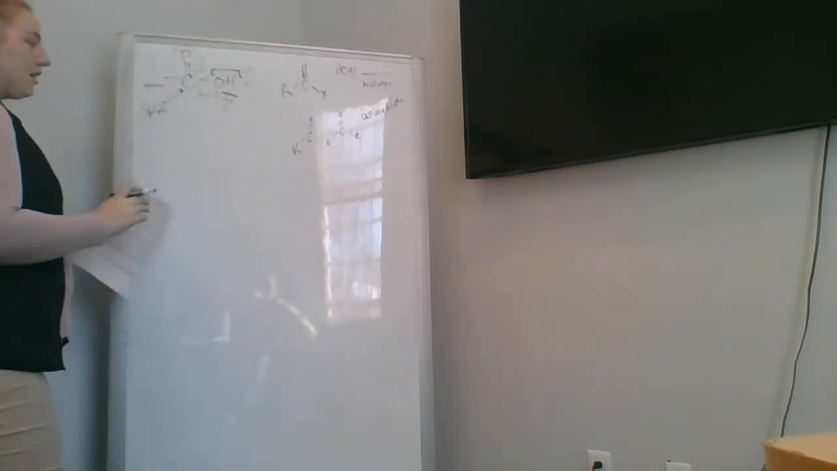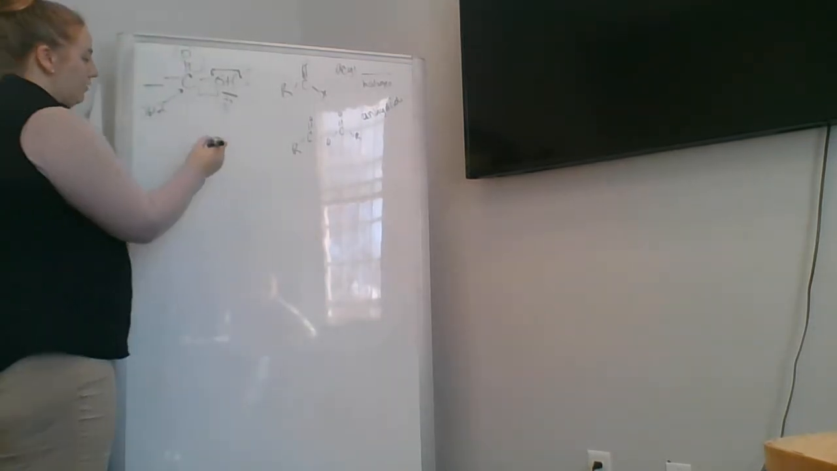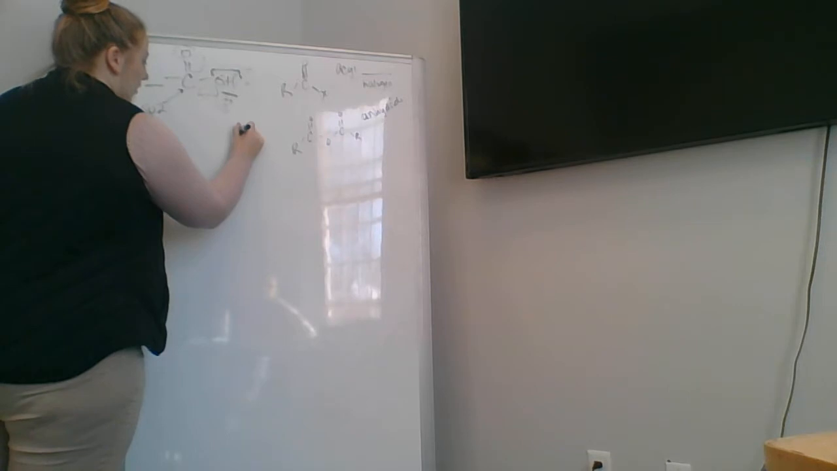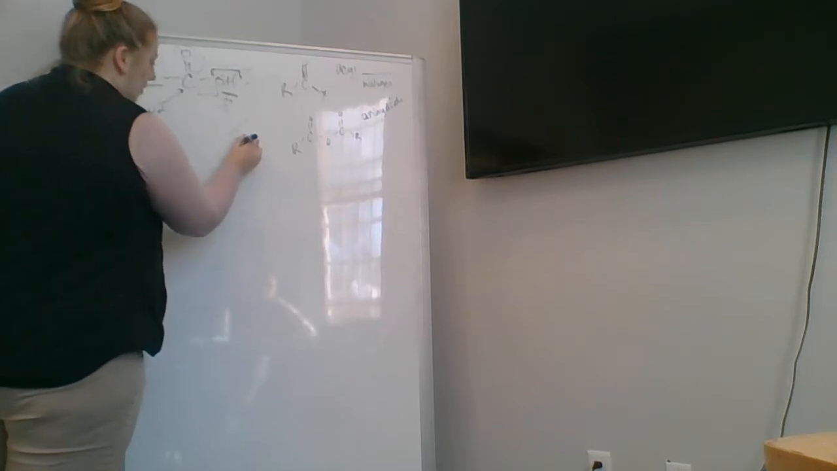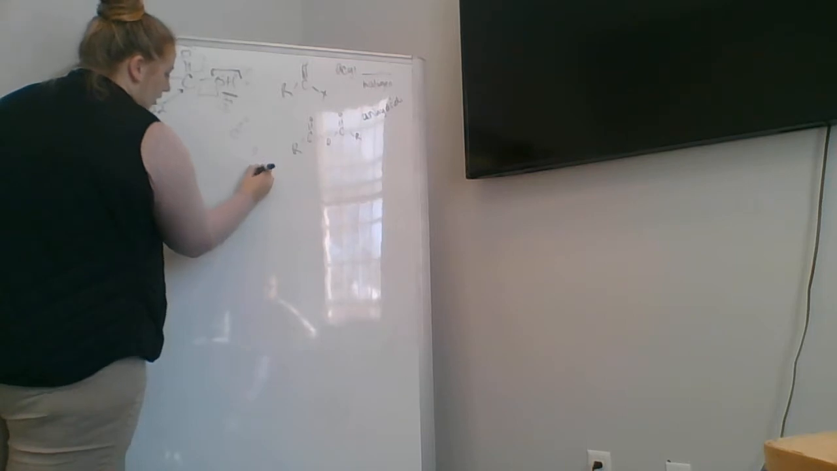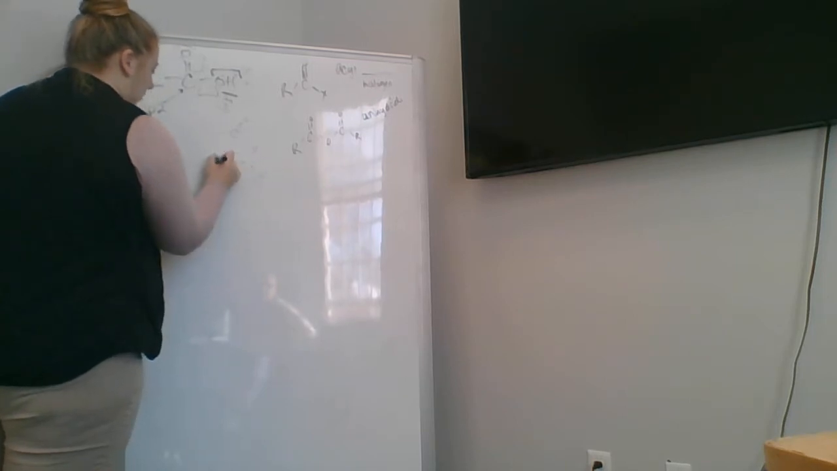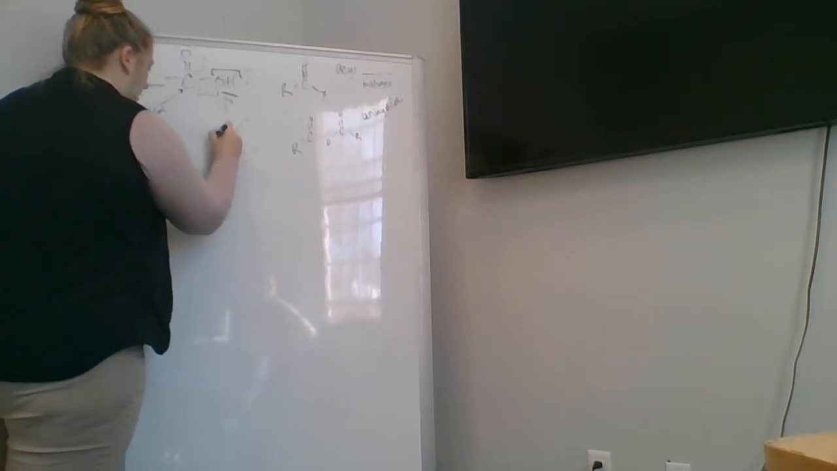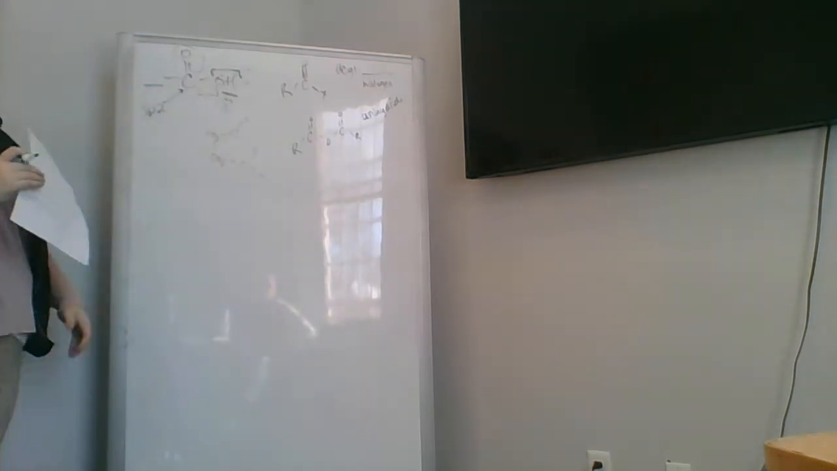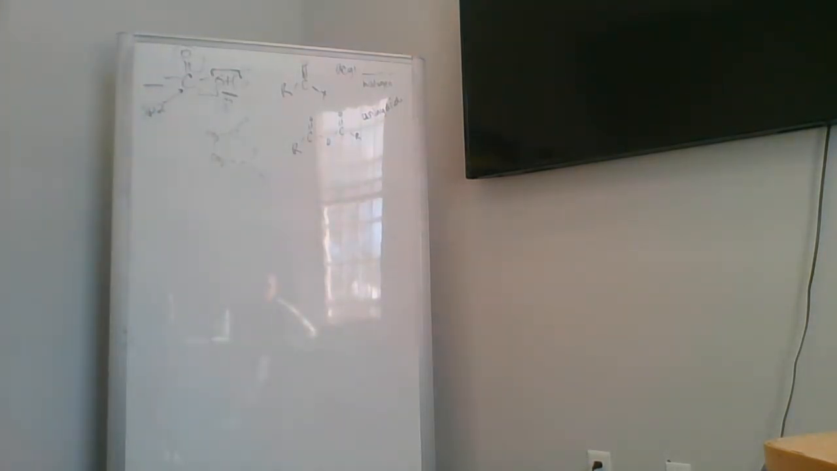If we wanted to make a cyclic anhydride, does anybody remember the starting product that we would need? Dioic acid. Why a dioic acid? It has two carboxylic acid groups, right? Yeah. That's the key part, okay?